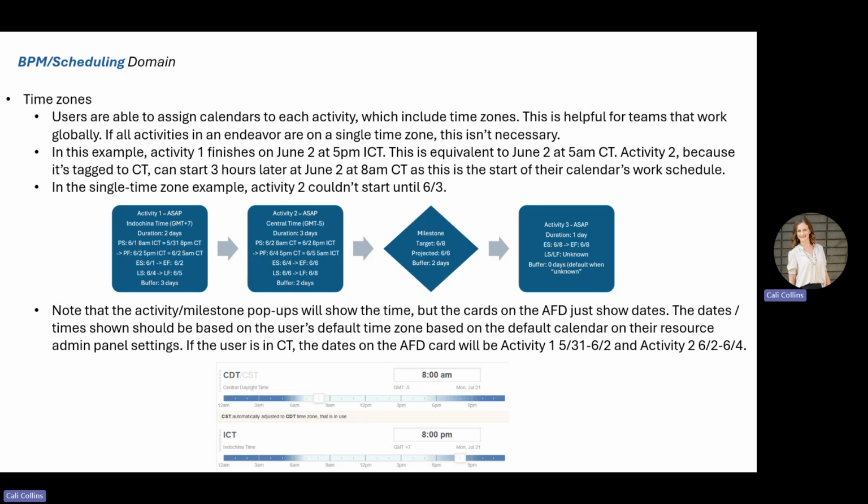The dates and the times that you see should be based on the user's default time zone, and that is set by looking at the default calendar on their resource admin panel settings. So every user in the system can have their settings adjusted, and that's where it's looking at that from. So if the user is located in Central Time, then the dates that are shown on the activity flow diagram for activity 1 up here will be the 31st through the 2nd. Activity 2 will be the 2nd through the 4th.